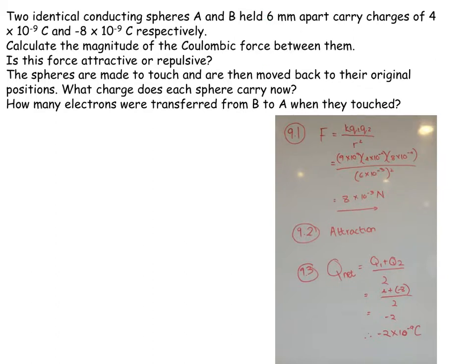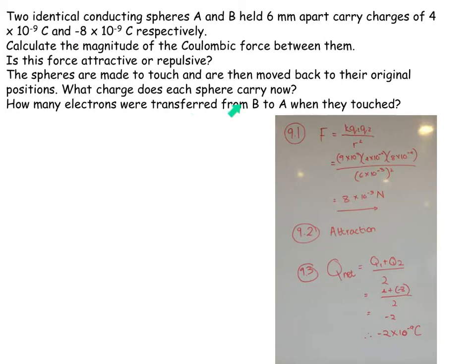Dividing by 1,000. Don't forget to square, and you get your answer. They have got a plus charge and a negative charge, so it's going to be a force of attraction between them. Now we touch them. What charge do they each carry now? I'm going to add those two together. 4 minus 8, I get minus 4, and I divide by 2, and I get negative 2 times 10 to the negative 9 coulombs each.